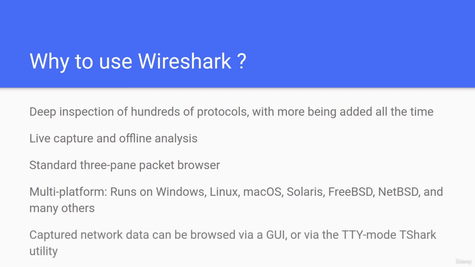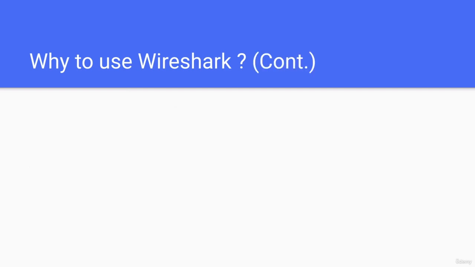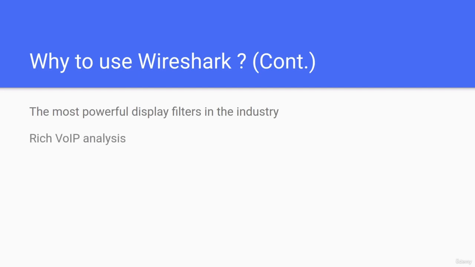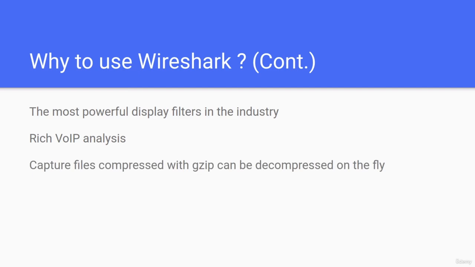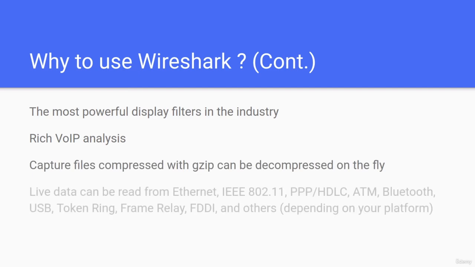Captured network data can be browsed via GUI, graphical user interface, or via the TTY, teletype mode, which is the CLI, the TShark utility. Also, it has the most powerful display filters in the industry. Rich VoIP, which is voice over internet protocol, analysis. Capture files compressed with gzip can be decompressed on the fly.